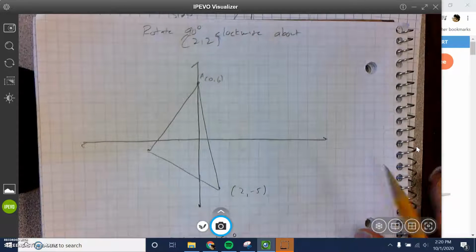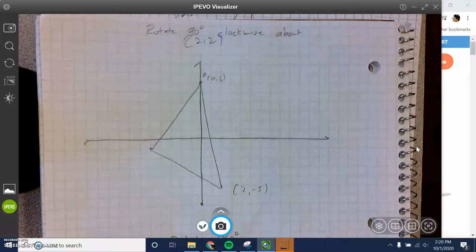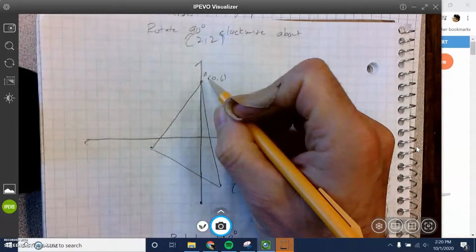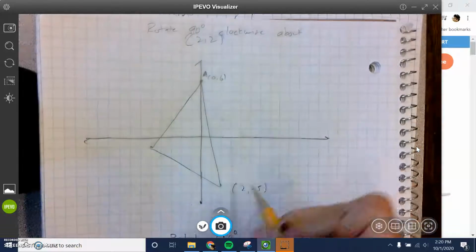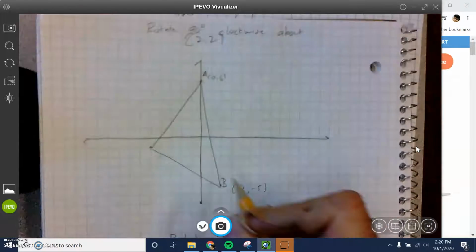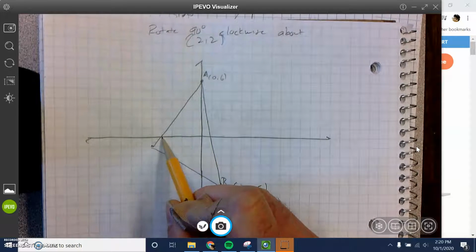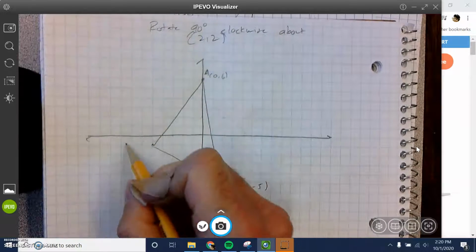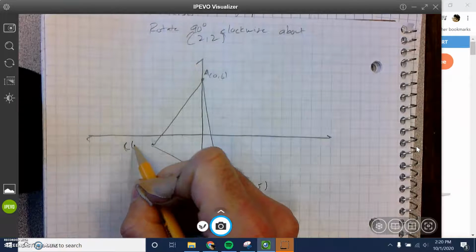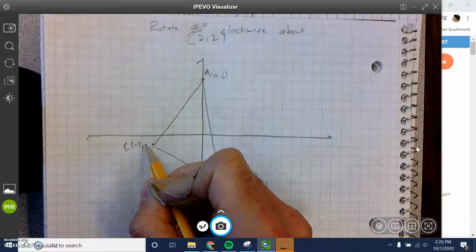All right, here you go. Rotate 90 degrees clockwise about 2, 2. So you have A at 0, 6. You got B at 2, -5. And C is -5 and -1.